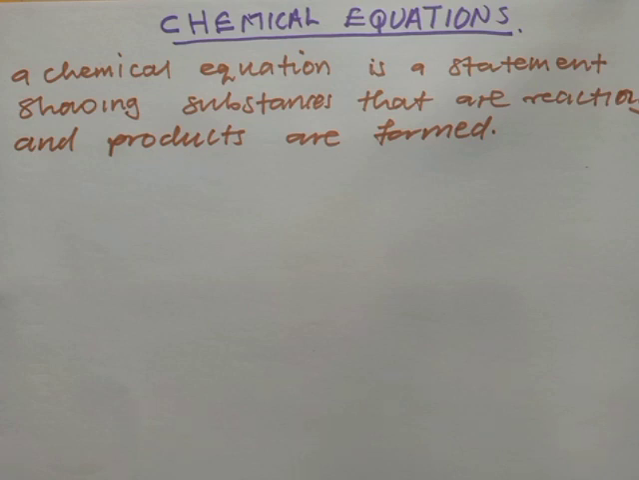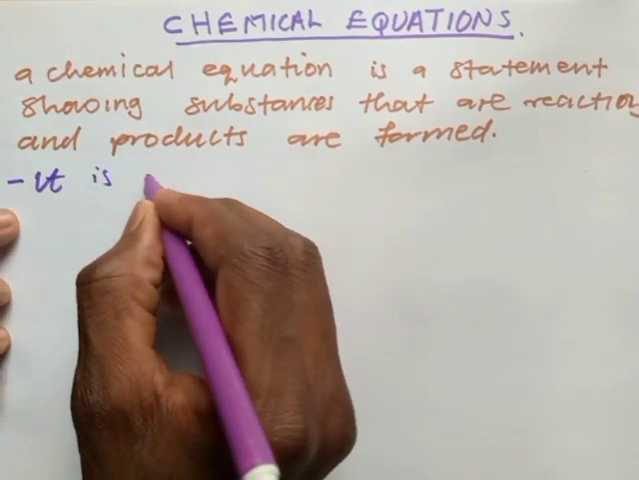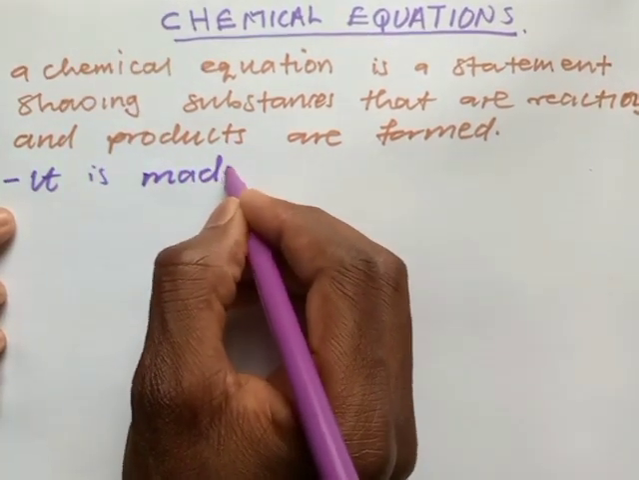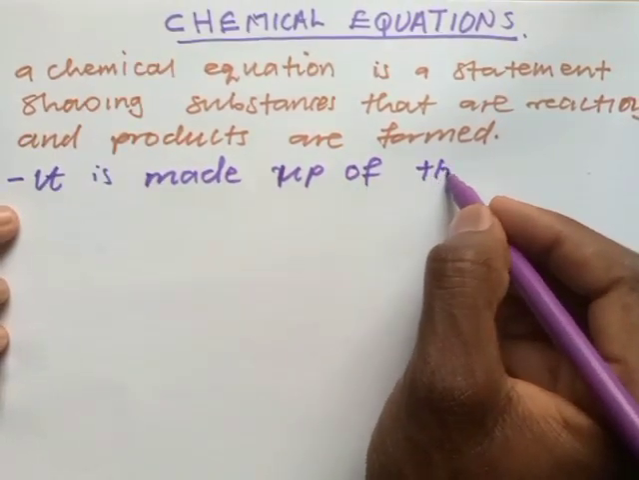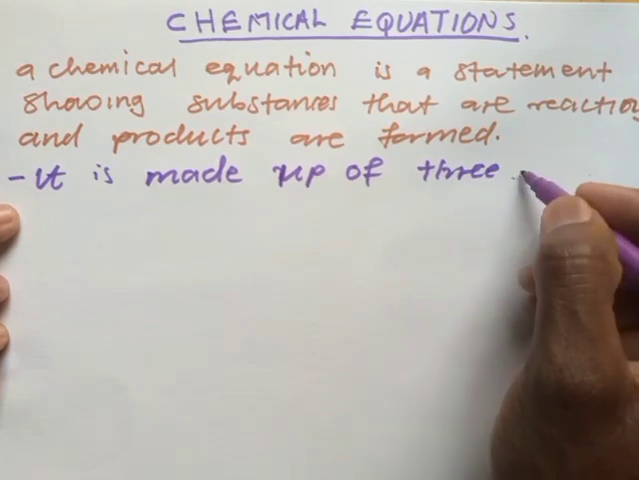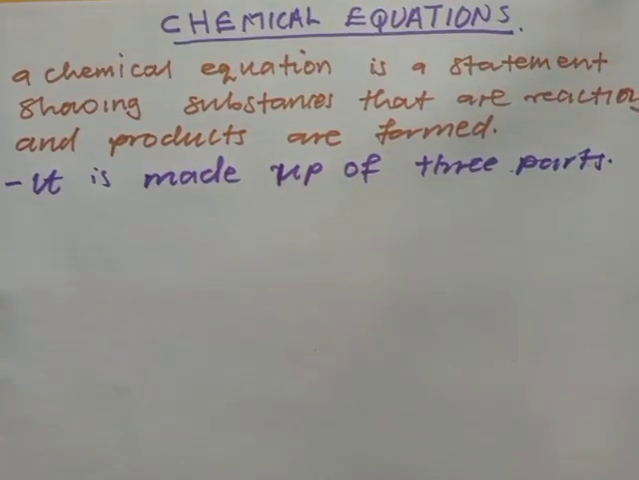Okay, so a chemical equation is made up of three parts. You need to understand three mostly given parts. You have to know three parts. So here I'll say it is made up of three parts.